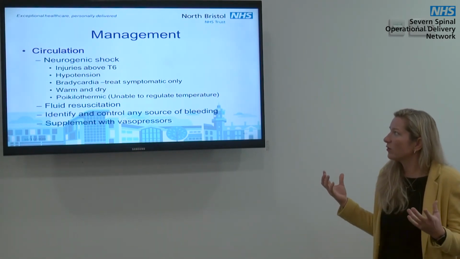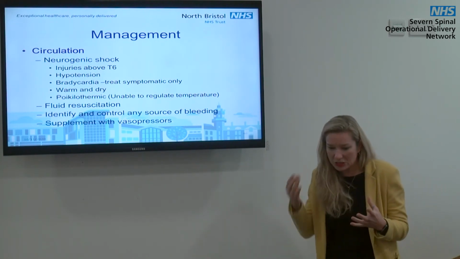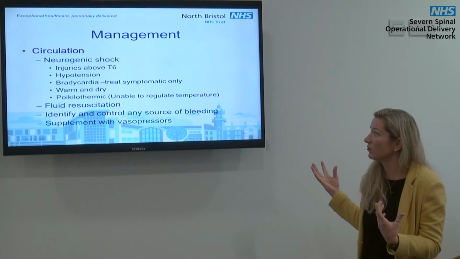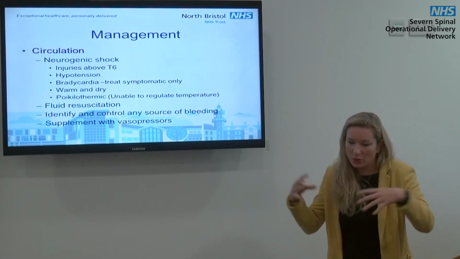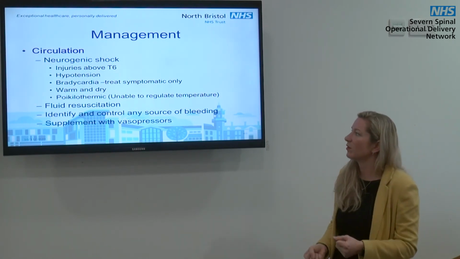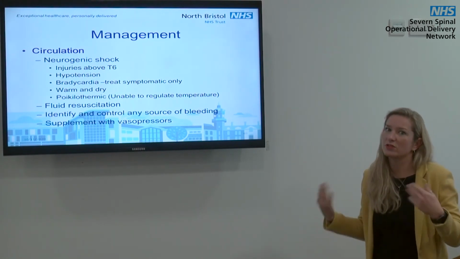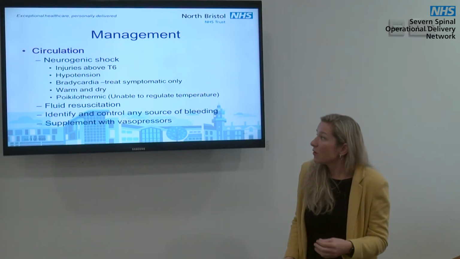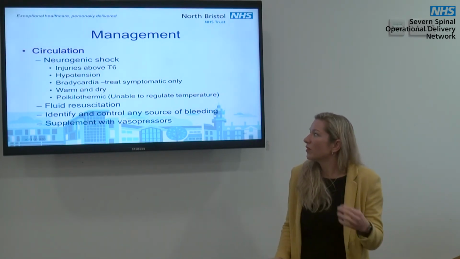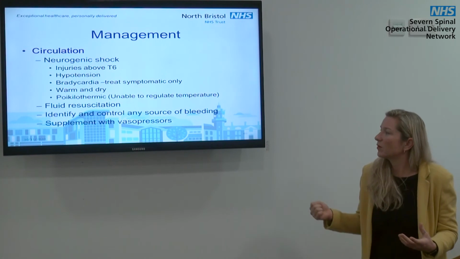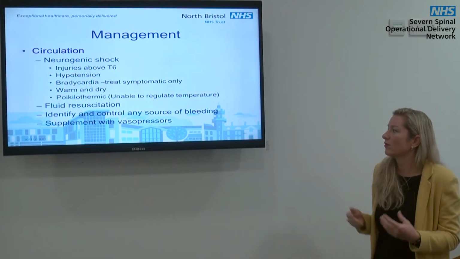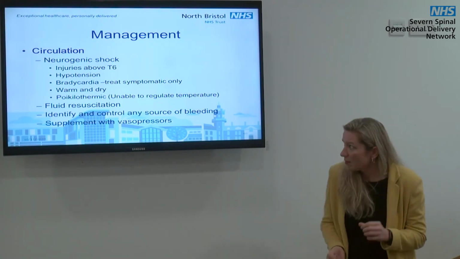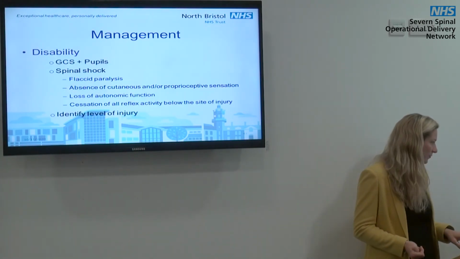Fluid resuscitation, so with neurogenic shock you tend to get lots of vasodilation, which is why you look warm and dry, but that means your body fluid tends to sit in the capillaries, so you have a lower circulating volume, so you normally need to give them quite a lot of fluids. And it can often mean that you can't see other sources of bleeding because it may be masked by the neurogenic shock, so you have to have a low suspicion for other internal bleeding. You may need supplements of vasopressors.